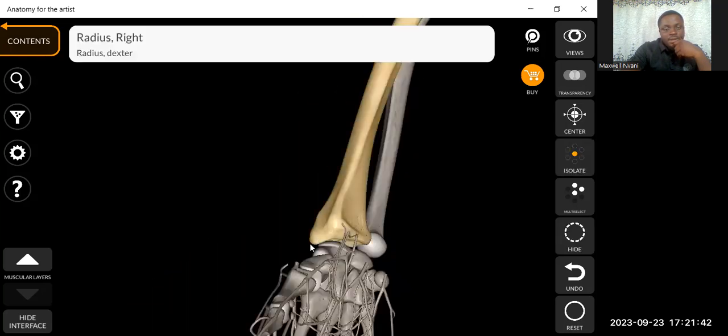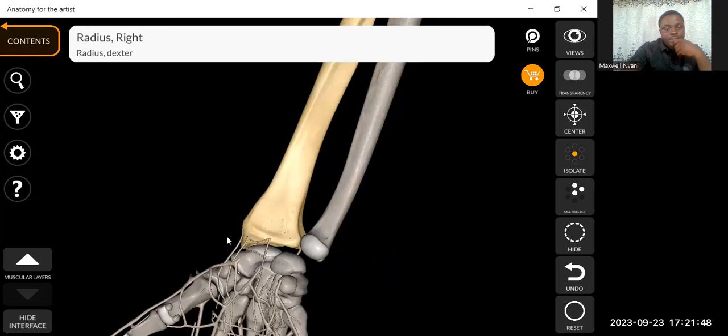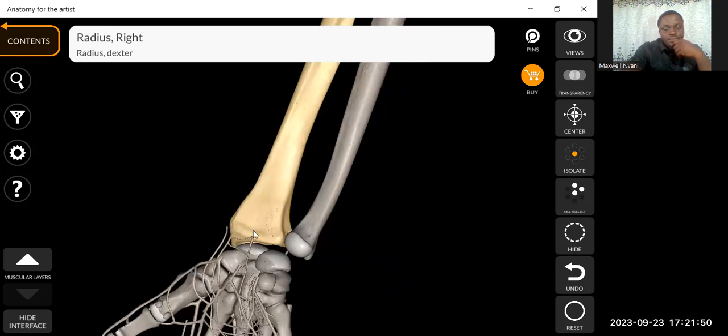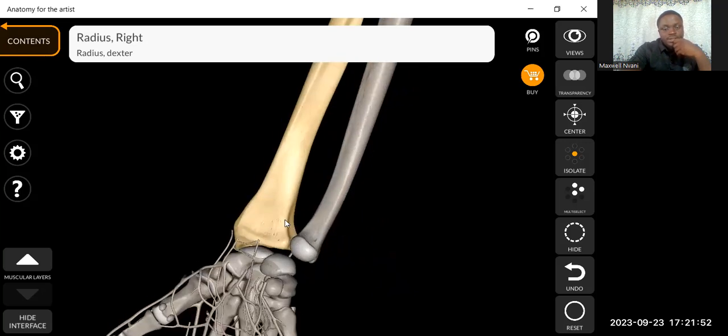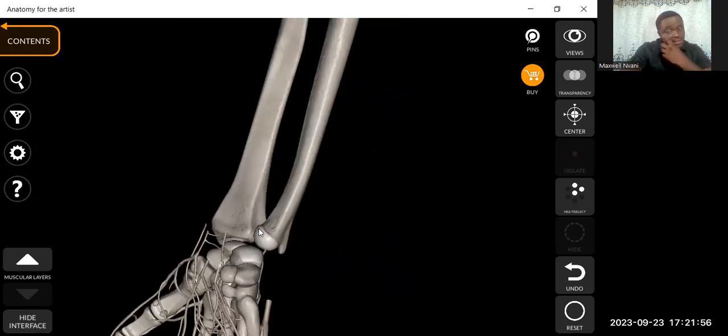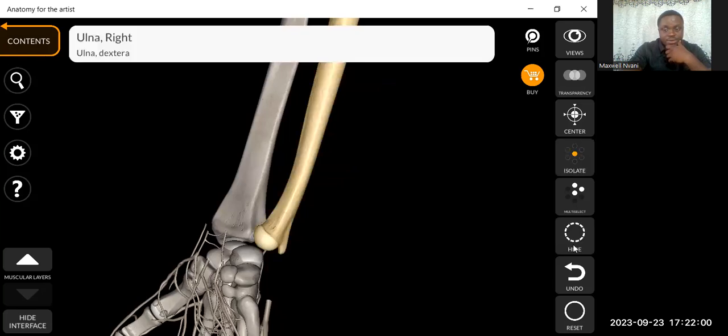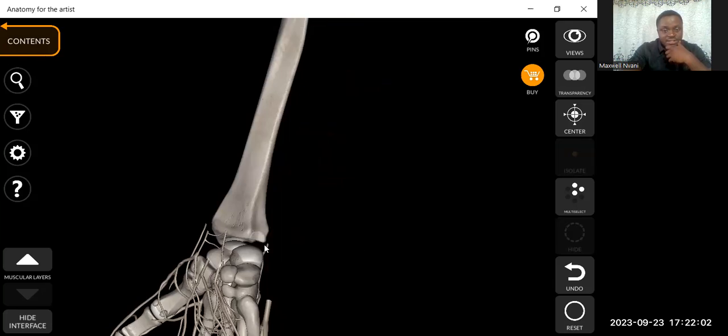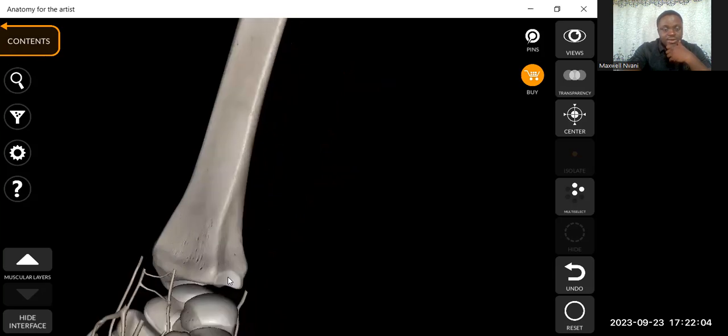There you go. You can see this downward projection. That's the styloid process. While on the medial aspect, if I hide this ulnar bone, you would see this notch here. This is called the ulnar notch for articulation with the head of the ulna.